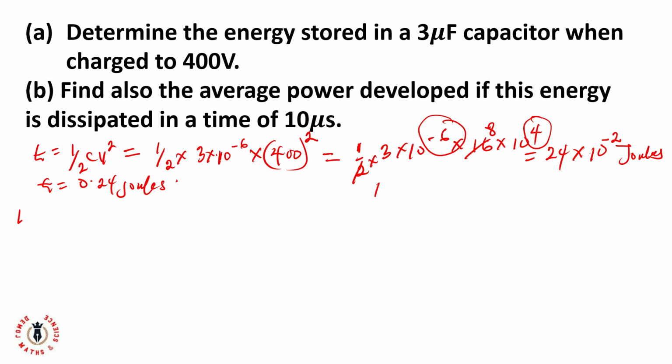Now let's look at part B. The B part of the question says, find also the average power developed if this energy is dissipated in a time of 10 microseconds.